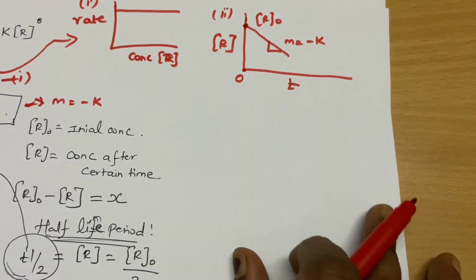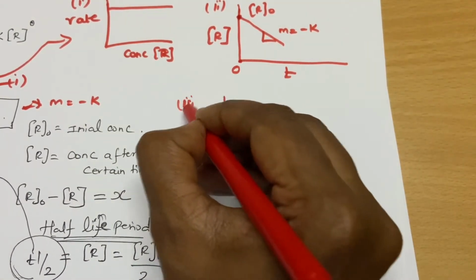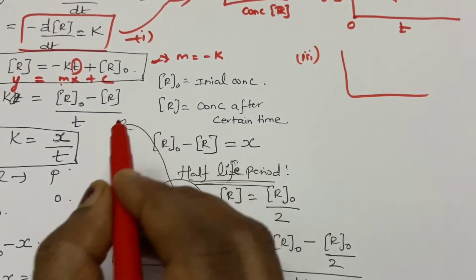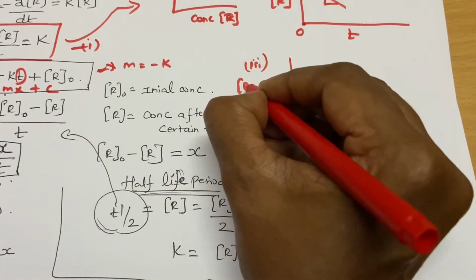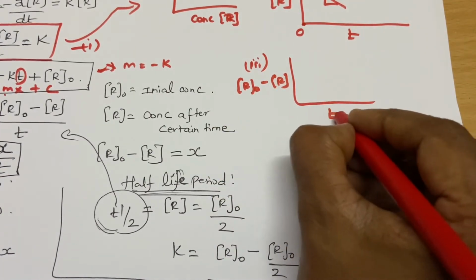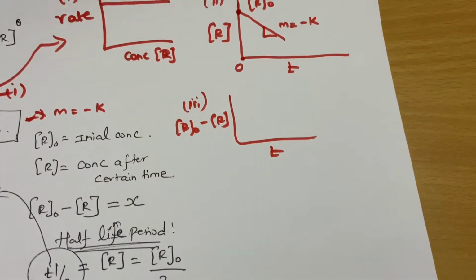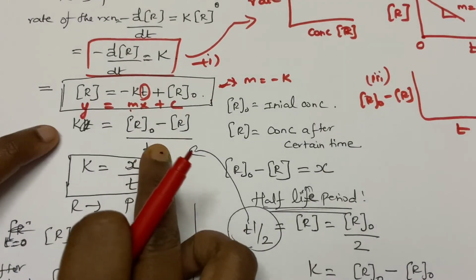Okay, so here is one more graph. See, literally you have to think and write. They are asking, I am going to plot R naught minus R versus t. What will be the graph? If they ask this kind of questions, you can think and you can answer.